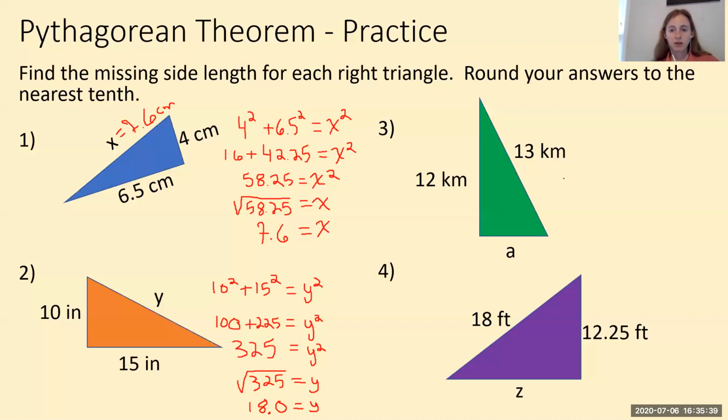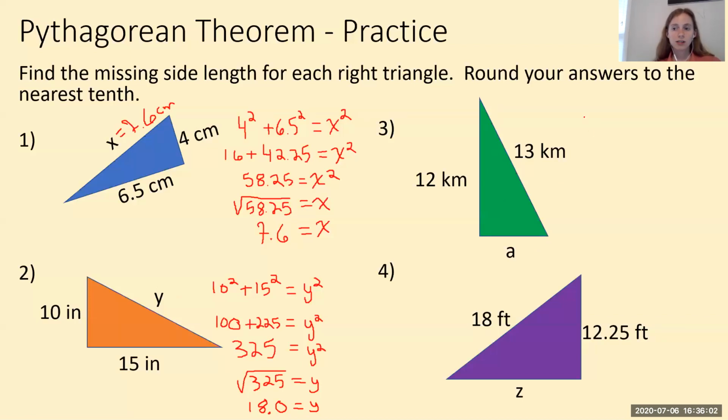All right, on to number 3. So if we look at number 3, it's a little bit different. In number 3, we know one of the legs, we know the hypotenuse, and we're missing one of the legs here. So a slightly different setup. We're not solving for the longest side here. We're not solving for the hypotenuse. We're solving for one of the shorter sides.